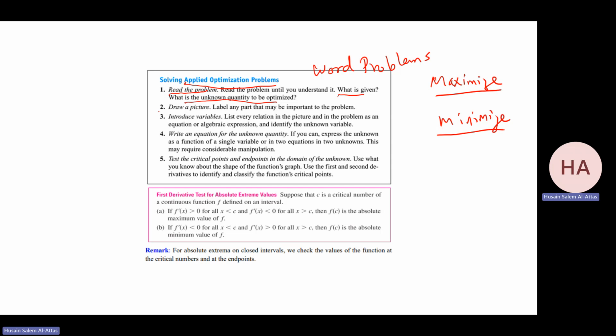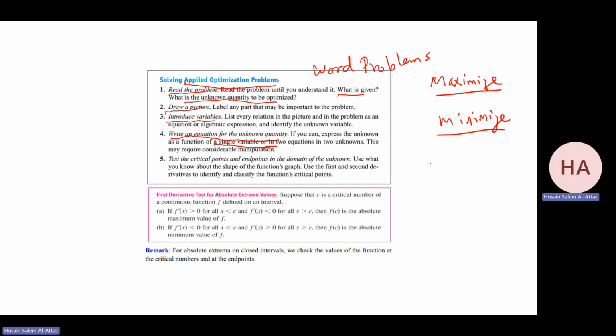As usual, sometimes we'll draw a picture, we'll introduce variables. Then we write an equation for the unknown quantity. If you can, make it of one variable, as a function of one variable. Then we'll see what to do.